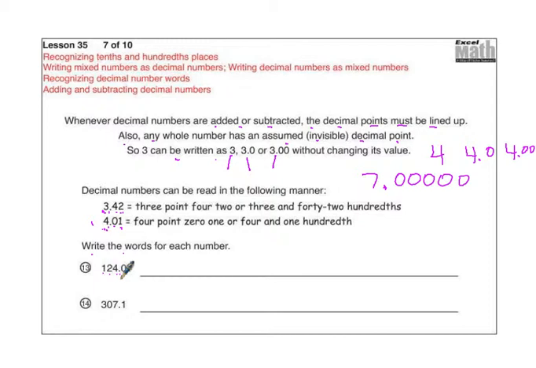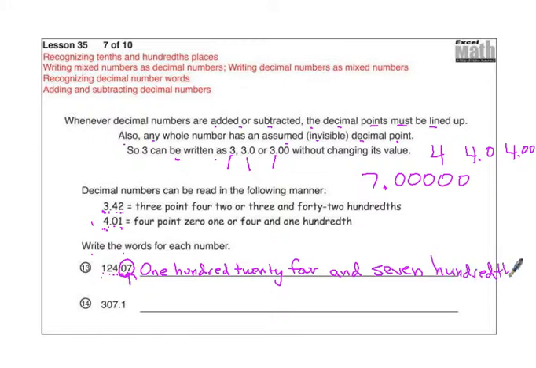This is 124.07, 124.07. So I'm going to write 124. Remember, decimal point, we say the word "and". And then I just say whatever's after the decimal point, 7, and then I write the name of the last place that the number ended in. The 0 is in the tenths place, the 7 is in the hundredths place. I don't say anything about tenths. I just say 7 hundredths.